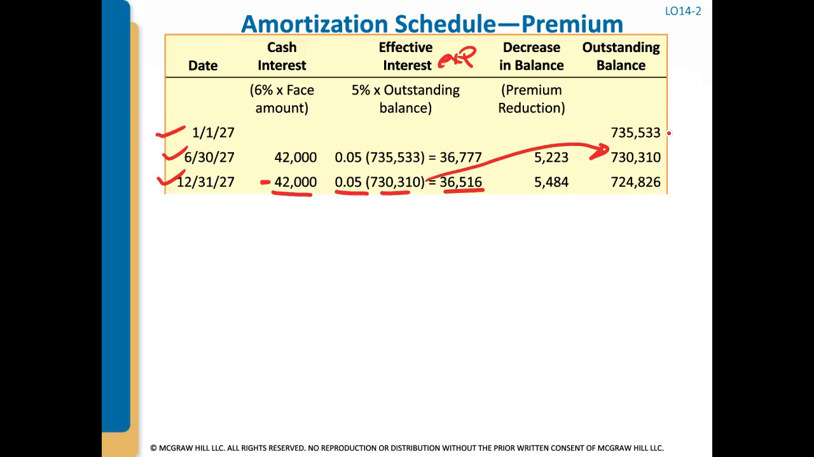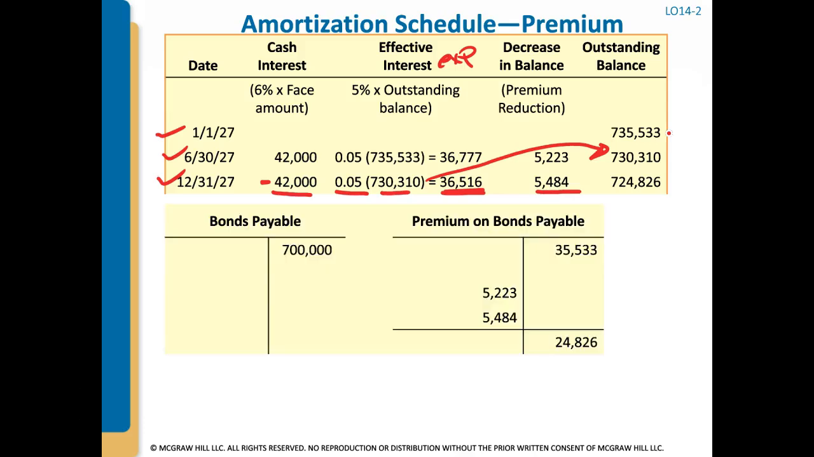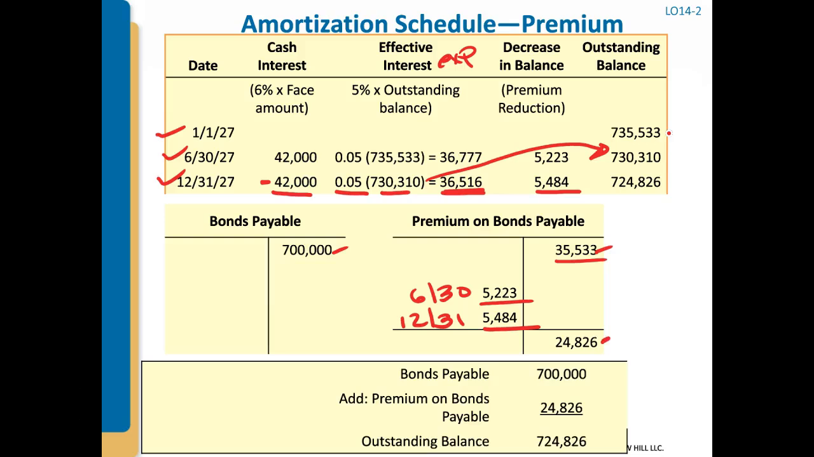I'm going to take the difference between my cash payment of 42 minus my interest expense of 36, and I'm going to reduce my premium on bonds payable account by $5,484. Once again, here are the journal entries. Bonds payable 700,000. My premium on bonds payable started out with a credit balance of 35,000. On June 30th, I debited 5,200, and then on 12/31, I'm going to debit it for $5,484. So my ending premium on bonds payable at 12/31 of the first year is 24,000.